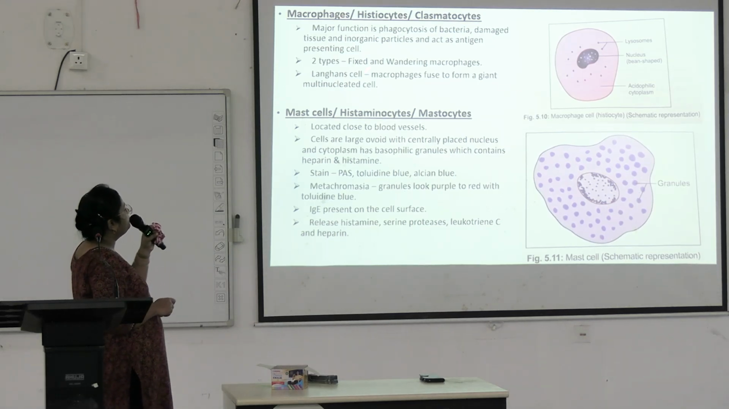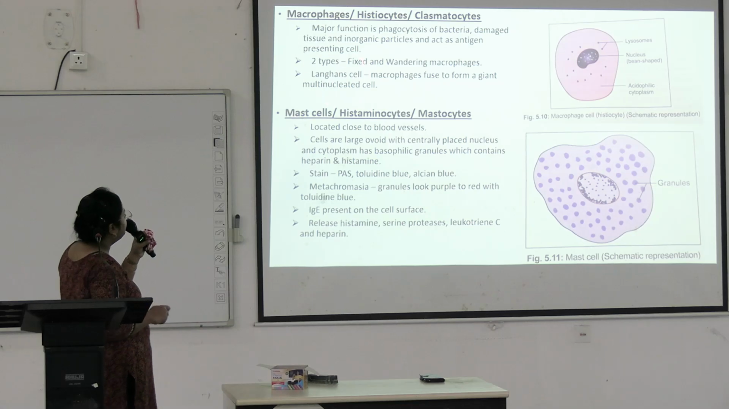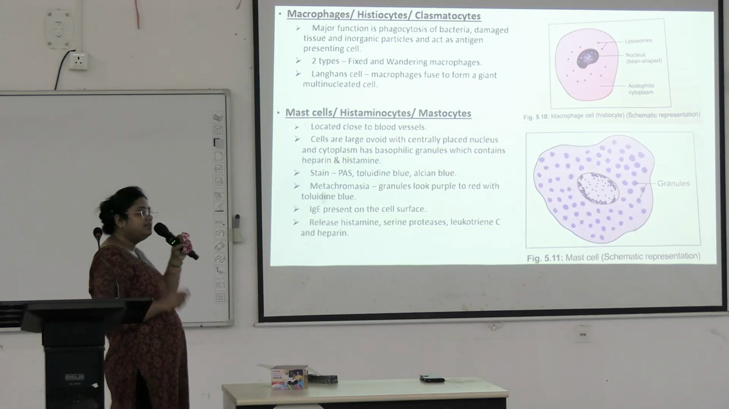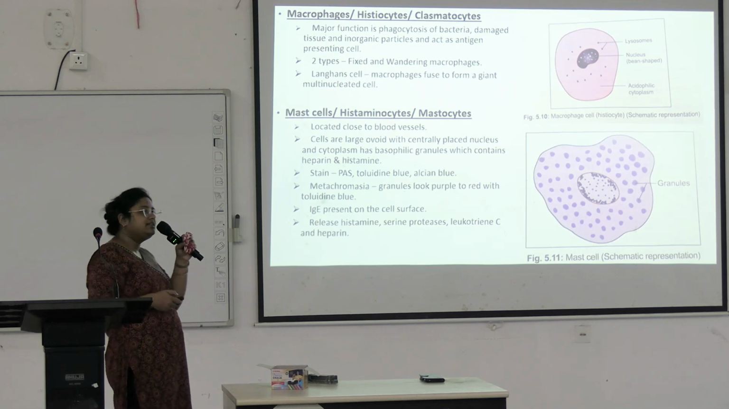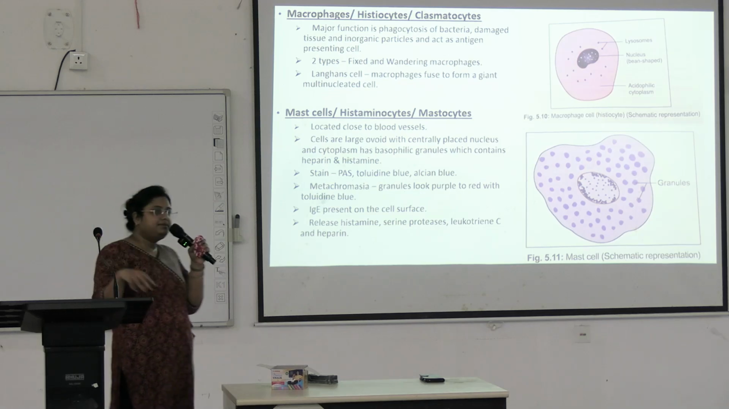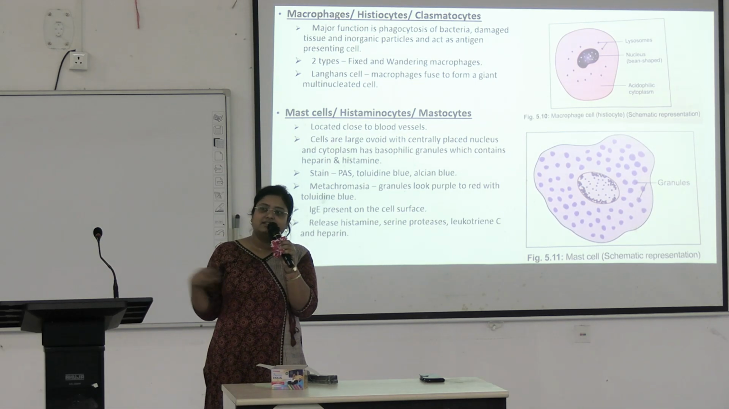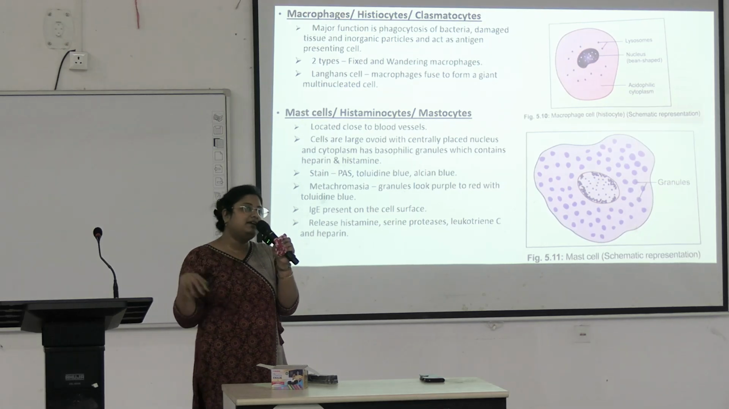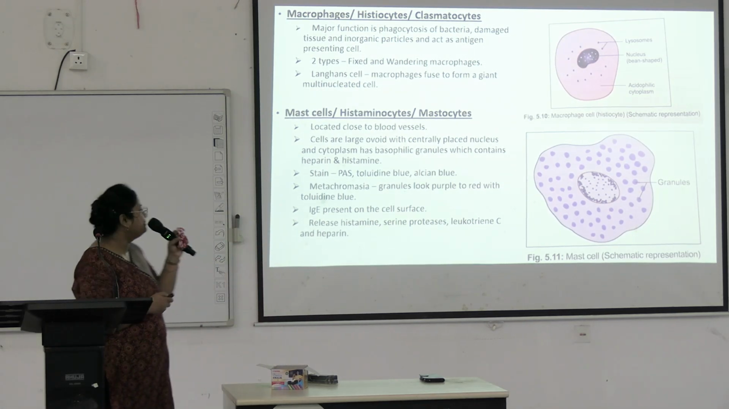Two types of macrophages are there, fixed and wandering macrophage. And another is the Langerhans cell. What is a Langerhans cell? It may be asked in your viva or MCQ. Macrophages fuse to form a giant multinucleated cell. Multiple macrophages fuse together to form these Langerhans cells. The special feature is that it is multinucleated. The function is the same as the macrophage.